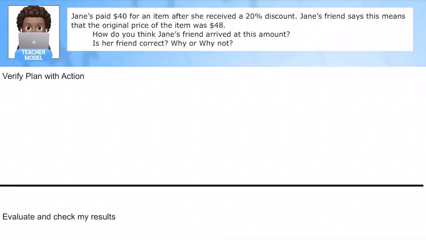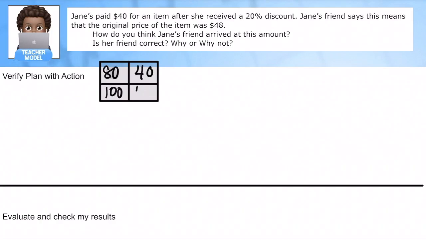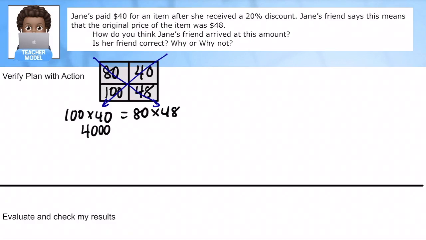I'm going to start by making just our quick ratio table, and I'm going to put our 2 values. 80 over 100 is equal to 40 over 48. And we're going to use our cross products to see if this is true. So let's write our expression. I'm going to multiply across and across. And we get 100 times 40 is equal to 80 times 48. 100 times 40, that's just 4,000.